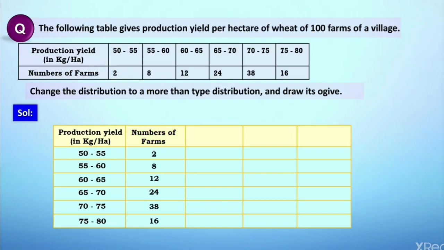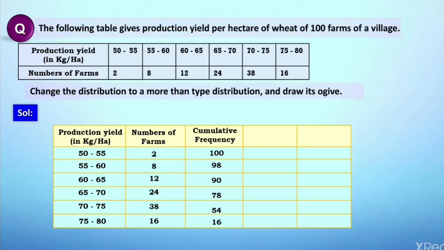And we remember, for calculating the frequency of more than type, we start from the bottom. We write 16, plus 38, we get 54. 54 plus 24 will give me 78. 78 plus 12 will give me 90. 90 plus 8 will give me 98. And 98 plus 2 will give me 100. And the most important feature of more than cumulative frequency is they are in descending order.